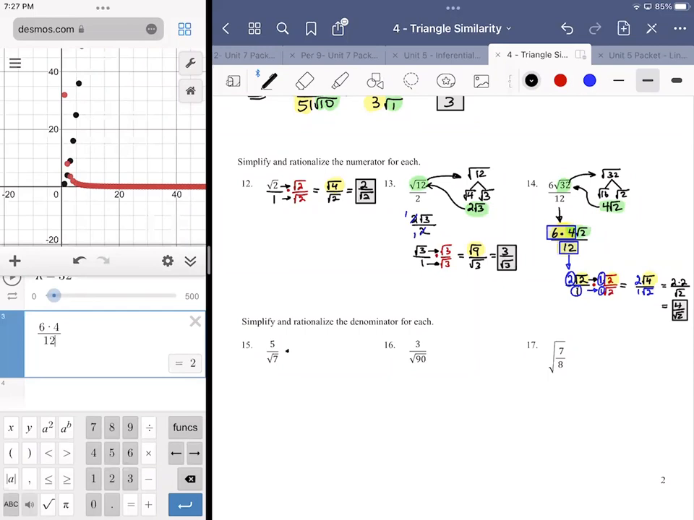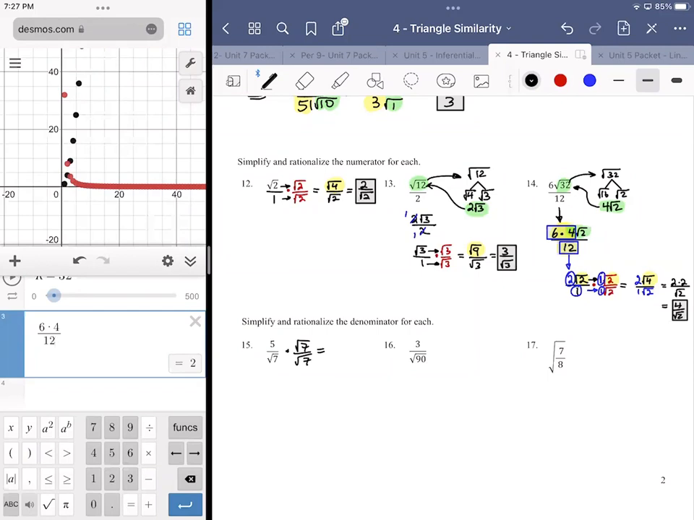Right? If you look at your list, your table of perfect squares, starting at 1, there's no number that's going to divide evenly into 7 other than the 1, right? So we don't have to worry about simplifying, but we do have to rationalize. We multiply top and bottom by the radical we want to get rid of.